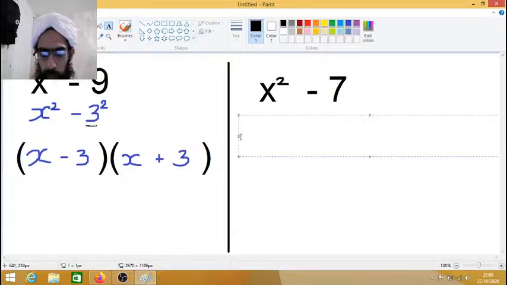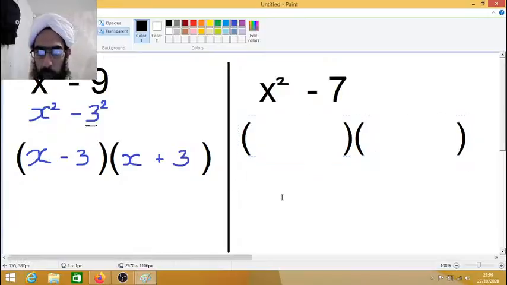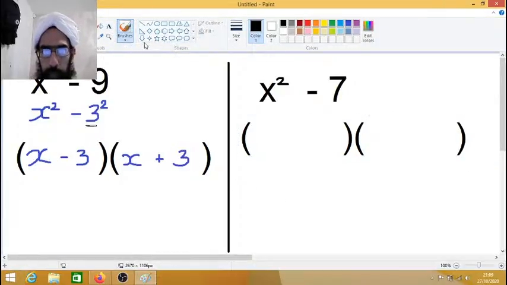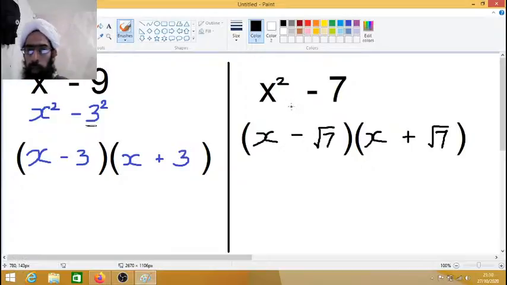So same as before, you can imagine you've got your 2 squares. Imagine how wide the first square would be. It would be x wide. And then the second one has to have an area of 7. So how wide would it be? Well, it would be the square root of 7 wide. And then we would take those 2 sides and we would add them, and we would take them away, and that's how you factorize x squared minus 7.